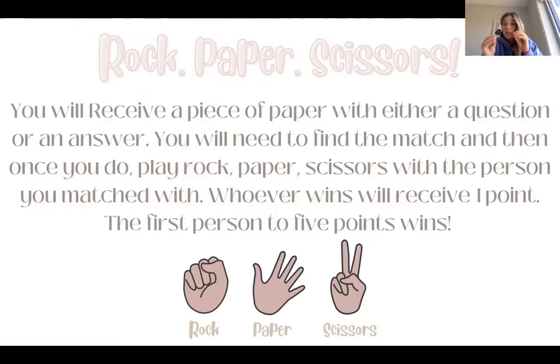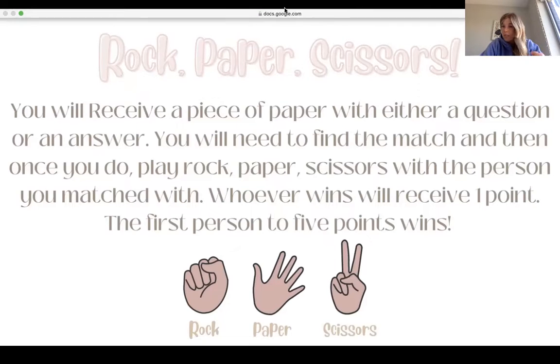So for instance, the match that would go together would be, let's say the question is, what do you like to do in my free time? The answer to that could be, I like to play soccer. So those are 2 separate notes that 2 different students in the class would have, and they will need to find the match. Once they find the match, they'll play rock, paper, scissors with the person, and then whoever wins would receive 1 point, and the first student to 5 points wins.